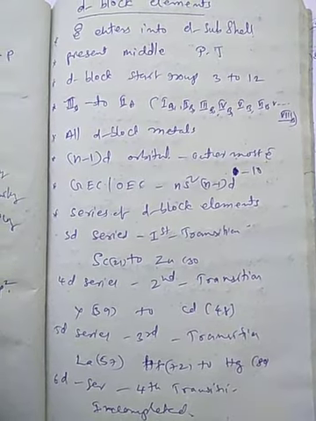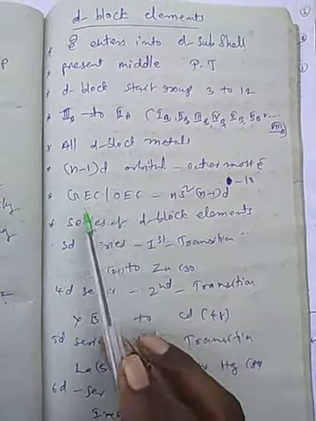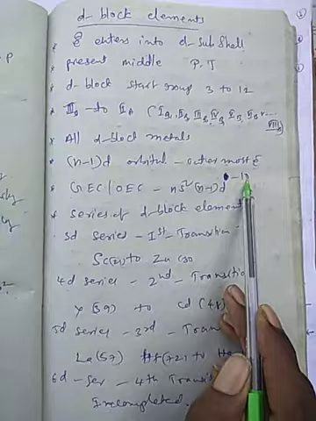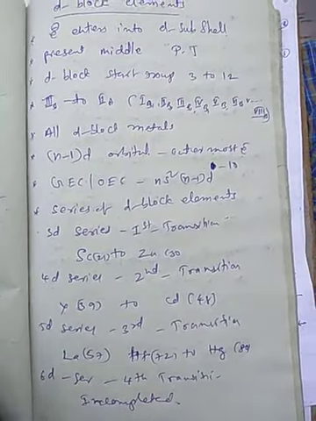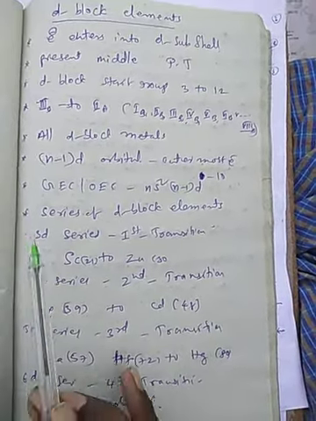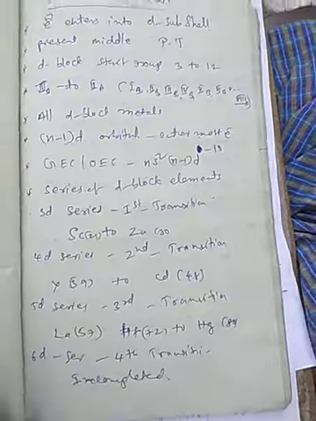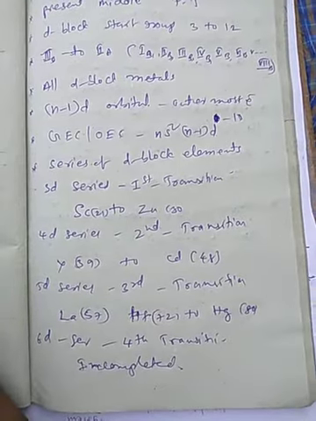Now the general outermost electronic configuration of d block elements is ns2 (n-1)d1 to 10. These d block elements are further classified into 4 series. The first one is the 3d series. It is also called the first transition series.